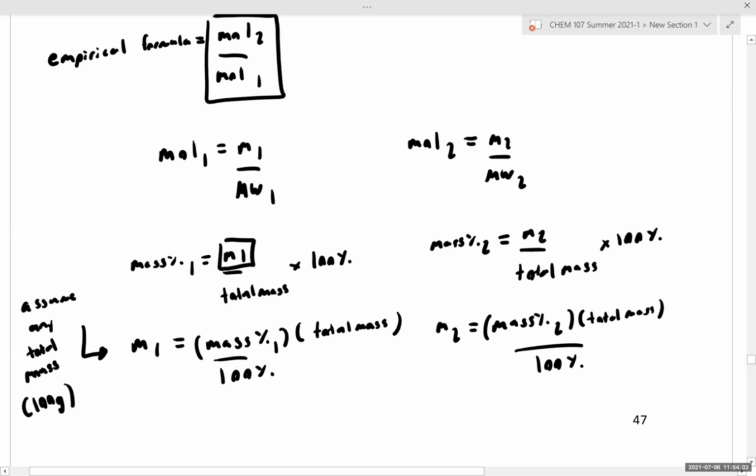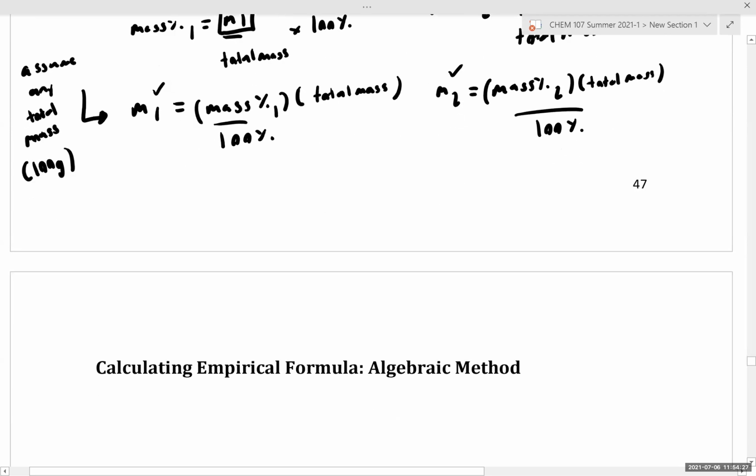Okay, so this is where we're at so far. We want to calculate the empirical formula, which is the simplest mole-to-mole ratio. To calculate the moles of each element, we need the mass and the molar mass. The molar mass we can just get from the periodic table. The mass we can get from the mass percentage. Now, all we have to do is start substituting.